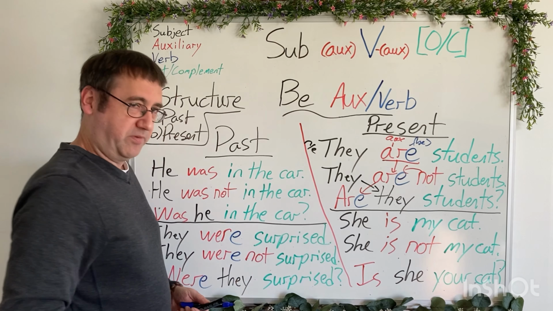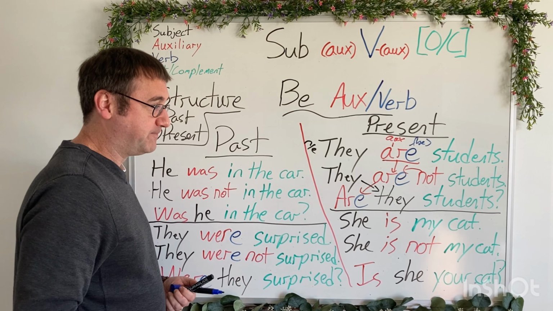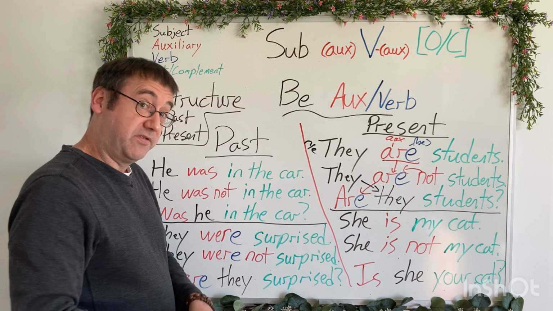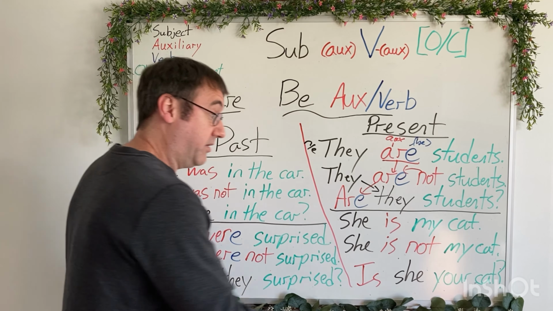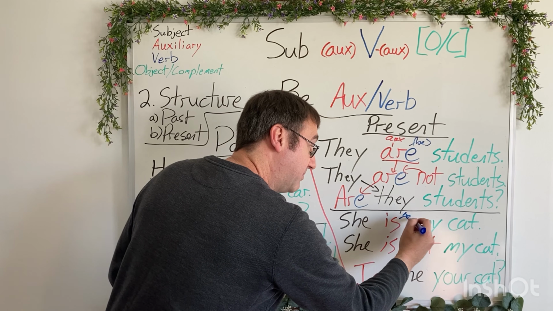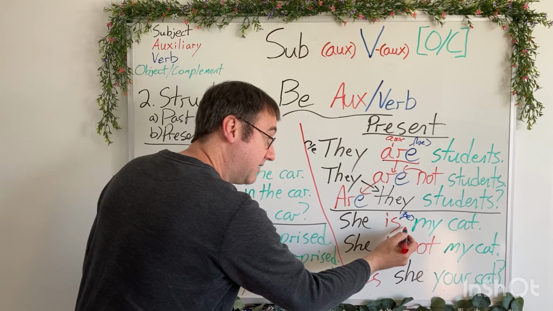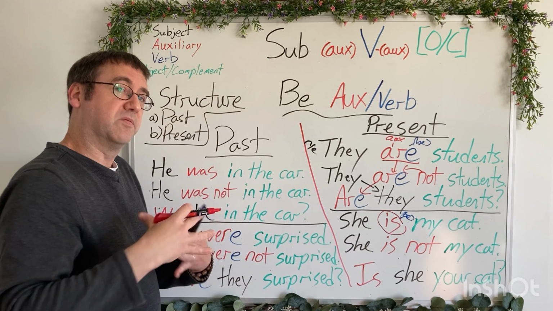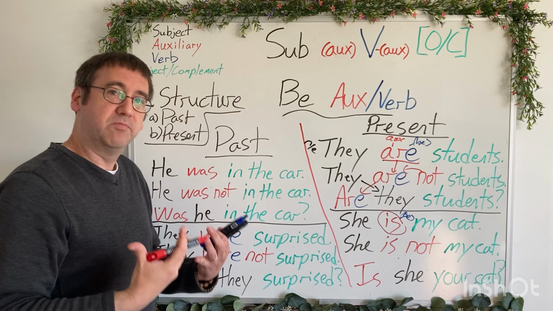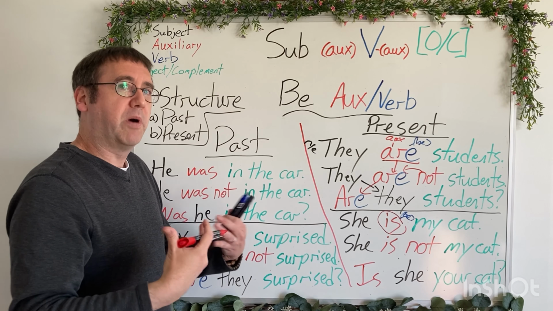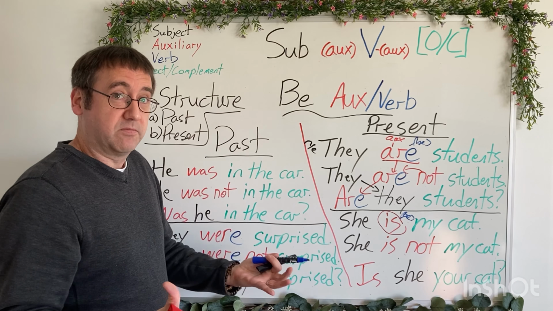Here's another example down here. She is my cat. And so if I was to ask you, what is the verb? Well, the verb is be. This is be verb right here. But the auxiliary is, because we have to change the spelling, which shows meaning, truth about my life in the present, okay?